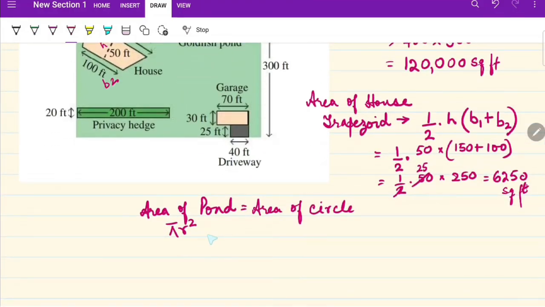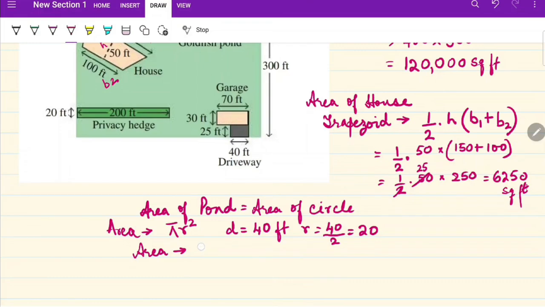So let's write that here. This is the formula for the area of a circle. However, we are not given the radius, we are given the diameter. So the diameter being 40 feet will have a radius. Radius is half of the diameter, right? So radius would be 40 divided by 2, therefore 20, correct? So area would be pi times 20 squared, correct? For a value of 400 pi.